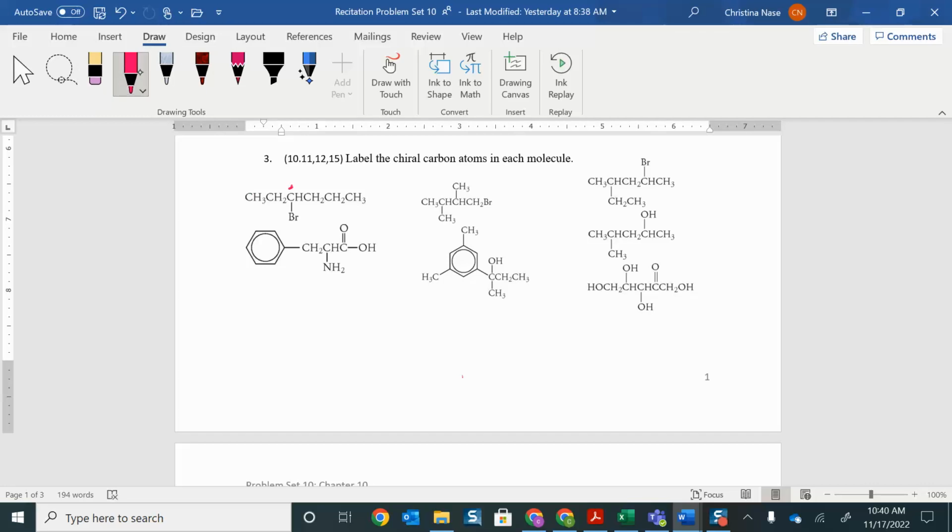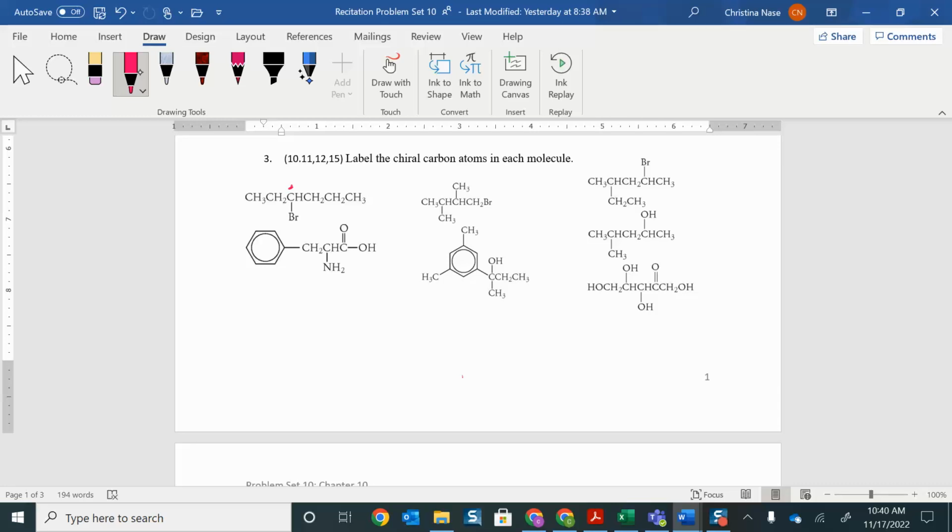This carbon is a CH2. That means it's got 2 hydrogens. They're not different. No. So just that one. Over here, let's look at this carbon. CH3, that's not going to be chiral. This CH3 is also not going to be chiral. So I look at this next carbon, it's got a hydrogen, and then it has 2 methyl groups. Because it has those 2 methyl groups, they're exactly the same type of group. That's not going to be a chiral carbon.